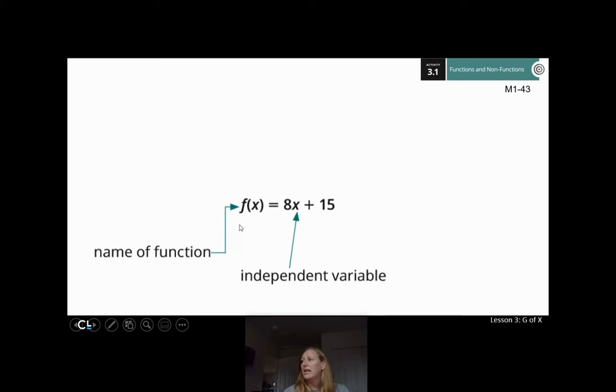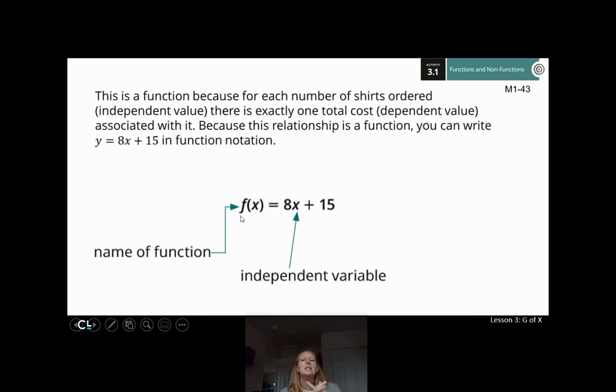And then f just says, hey, this is the name of my function, right? This whole t-shirt thing is a function, by the way, because for each number of t-shirts ordered, my independent value, there's exactly one total cost dependent value, right? If I order 10 t-shirts, that's how much I pay. There's not a bunch of different prices that I'm going to pay when I get the 10 t-shirts. This is the price I'm going to pay.